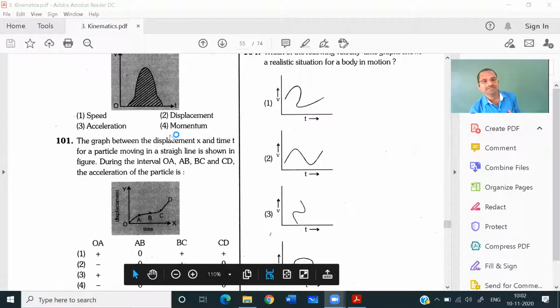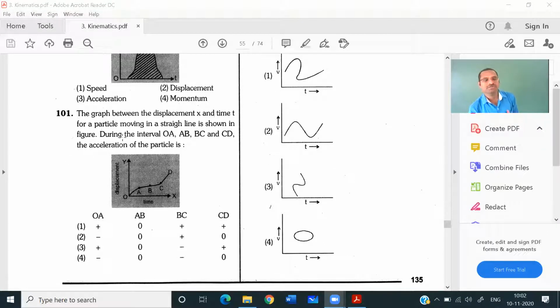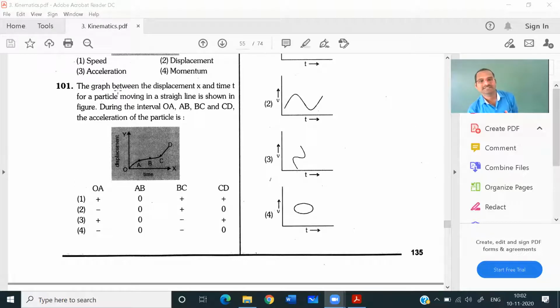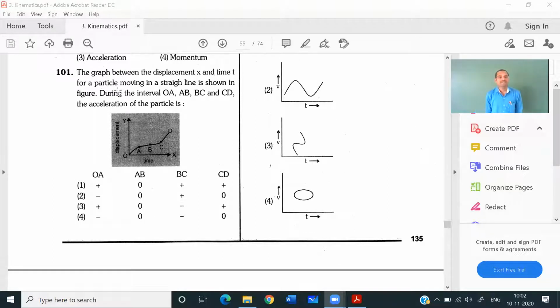Good morning, ma. So now we are solving question number 101. See, what is given? The graph between displacement x and time t for a particle moving in a straight line is shown in the figure. During the interval OA, AB, BC and CD, the acceleration of the particle is?